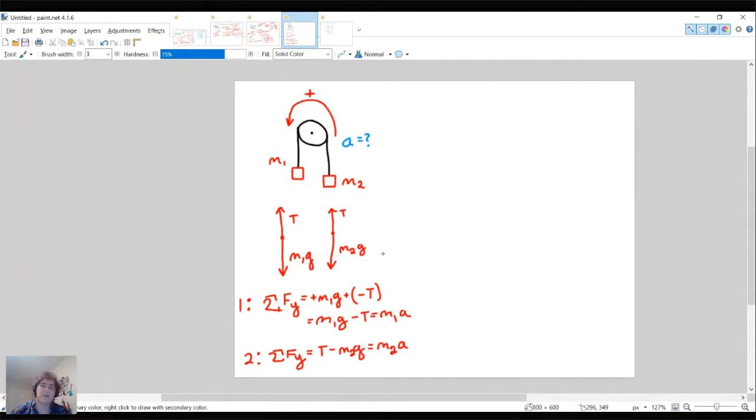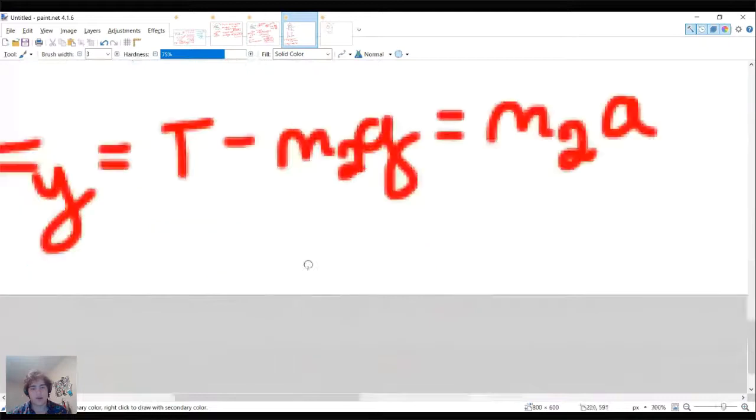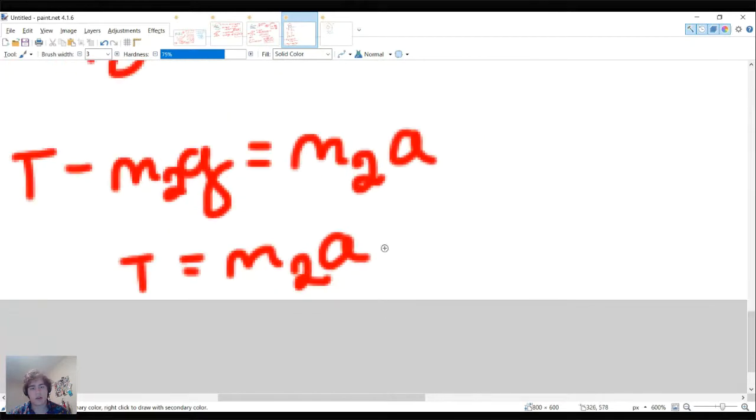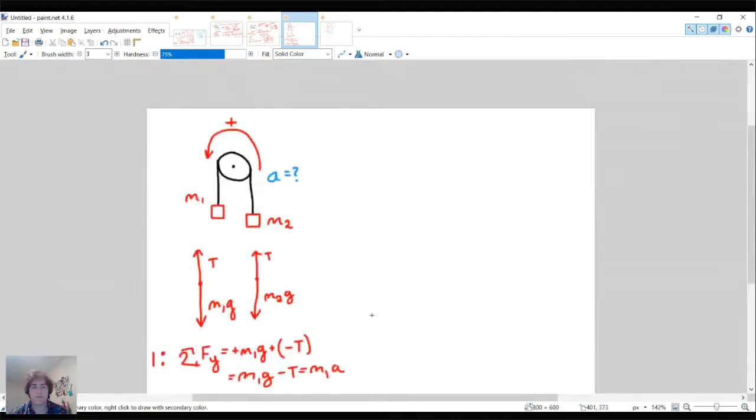And the math isn't the physics. The physics is how nature is, and the mathematical models are what physics uses to describe nature. So we're going to solve for tension here. We get tension is equal to M2A plus M2G. But these tensions are the same.